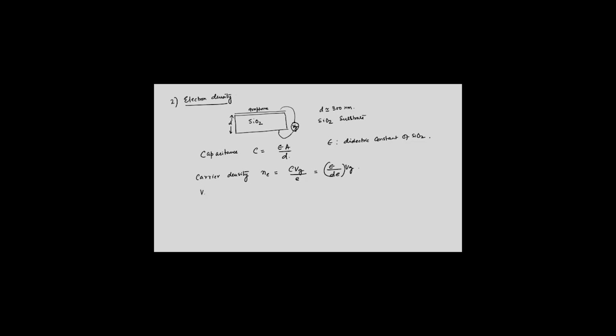So for a Vg of about 100 volts, Ne comes out to be about 10 to the power 12 to 10 to the power 13 per centimeter square. So this is the typical electron density that is found, and this is at least 2 orders of magnitude more.